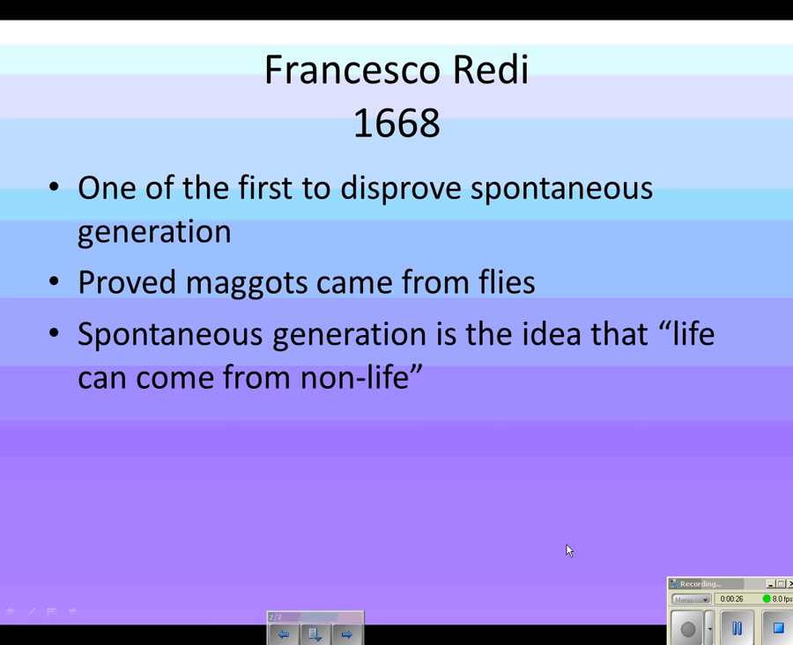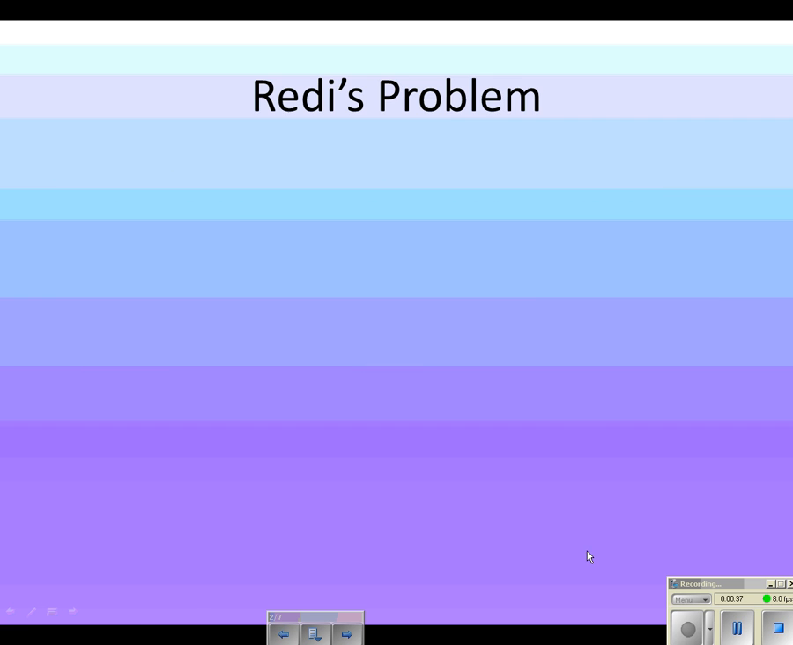And spontaneous generation is the idea that life can come from non-life. So life can come from a rock. And he said, no, that can't happen. Life has to come from other life. So his problem was, well, where do maggots come from?